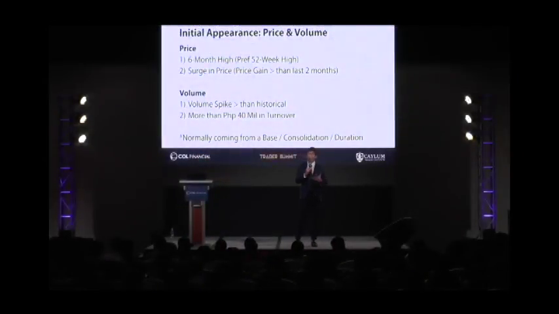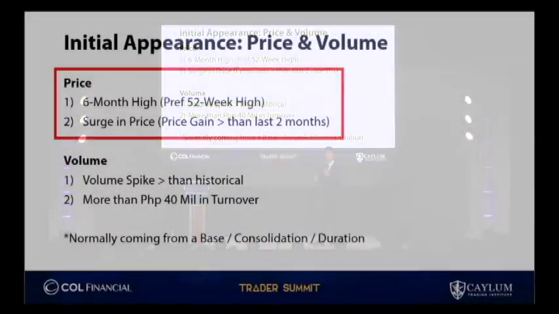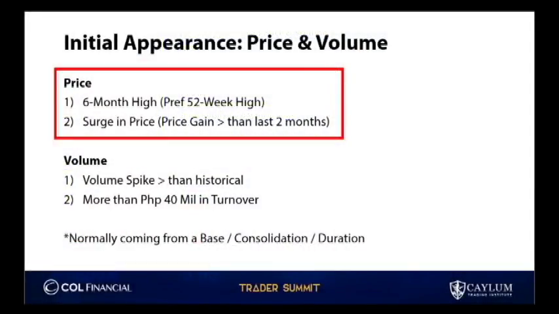So if you give me a chart that's not 6 months high, and you see a chart that has resistances prior to it, and I'll show you guys examples, those are not what we're looking for. Okay? Second, after this we see a 6-month high, we want to see the surge in price. Okay? What do we mean by surge in price? Normally it's greater than 5 to 10%. Okay? But normally the range of the price gain has to be greater than the prior 2 months before that. So when you see a chart that breaks out, that's really what we're looking for.